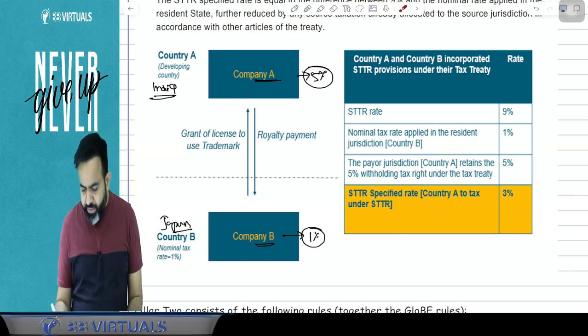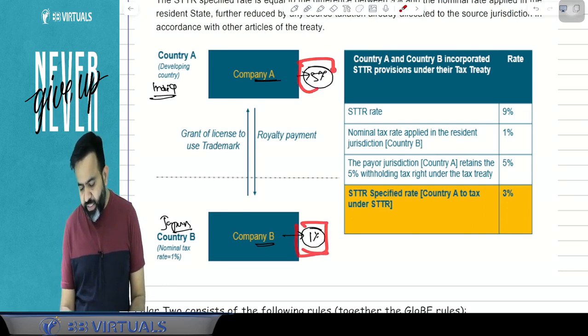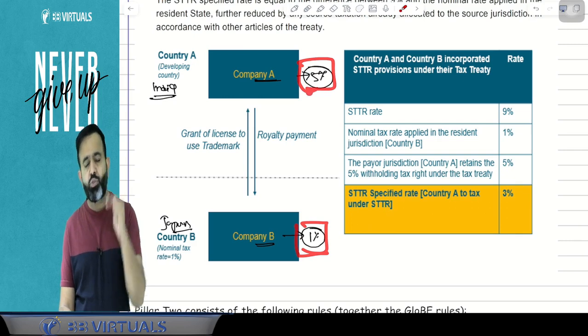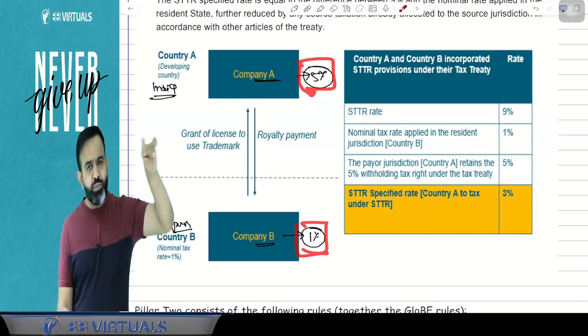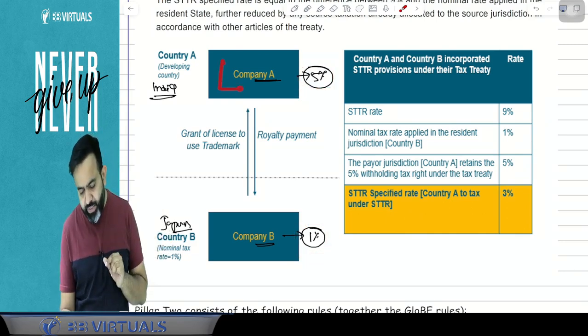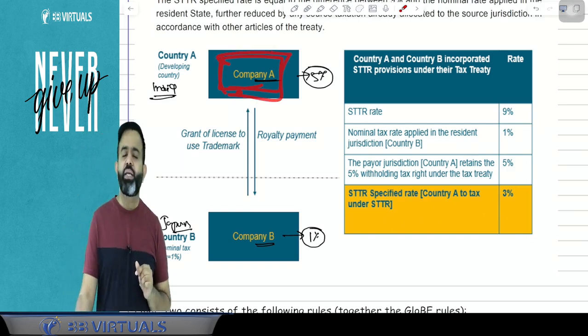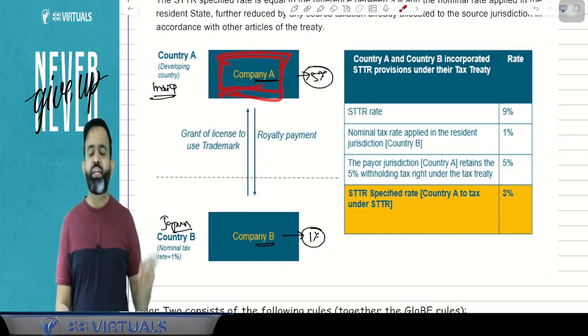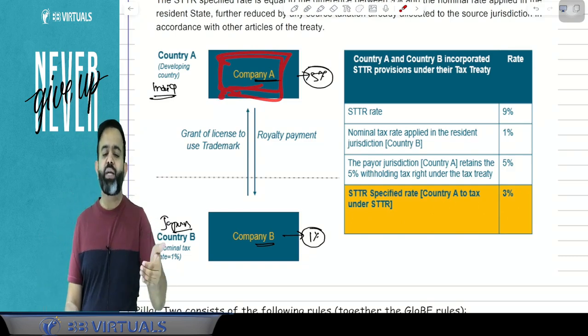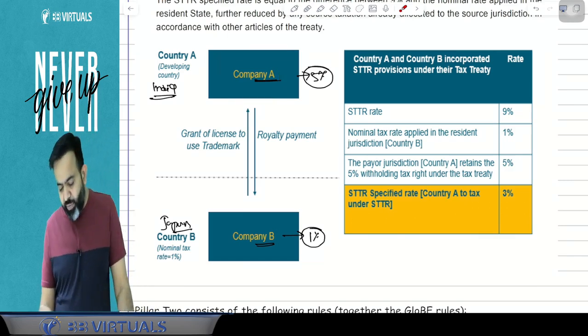So it means suppose 1% in Japan, and 5% TDS is deducted on that payment in India. So the total is 6%. So it is below the 9%. So 3% will be the STTR. The subject to tax rule says that 3% more will be deducted by company A in India. So the Indian company will deduct more TDS, or in simple words, they will deduct 3% more TDS. So it will be treated as the STTR. You got my point or not?